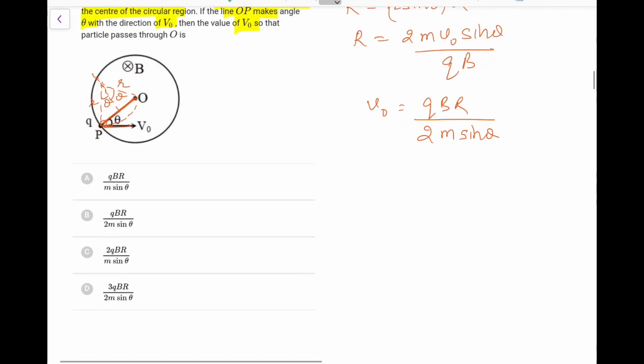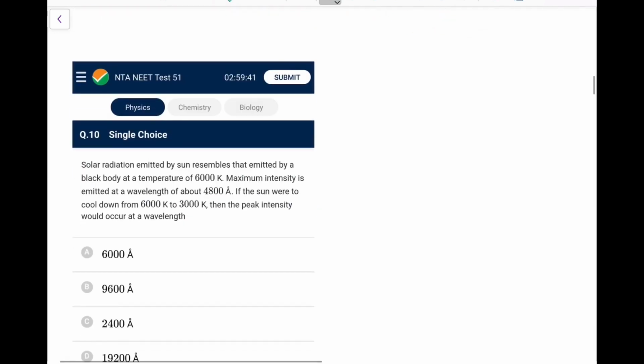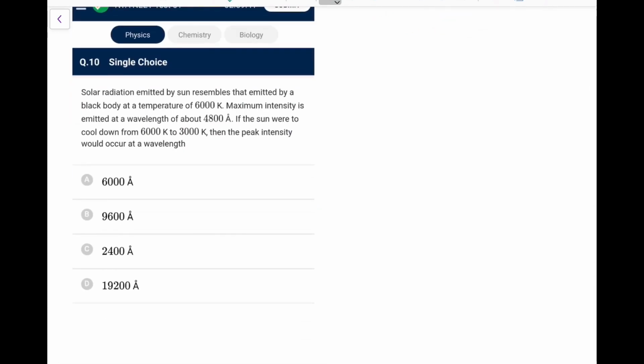So what we have, if we can find out the option, this is the B option. So this was also an easy one. Now the 10th one, not easy but it's a good question.